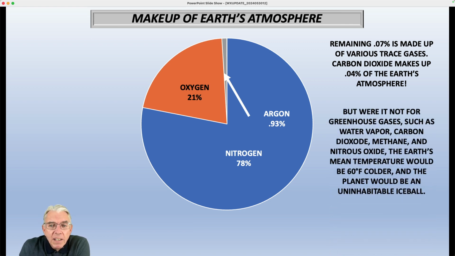Now, were it not for the natural amount of greenhouse gases, such as water vapor, which by the way is a greenhouse gas, carbon dioxide, methane, and nitrous oxide, the Earth's mean temperature, the average temperature, would be 60 degrees Fahrenheit colder, and the planet would be an uninhabitable ice ball. So you talk about a small amount of something being the difference between life and death, this is it, okay?